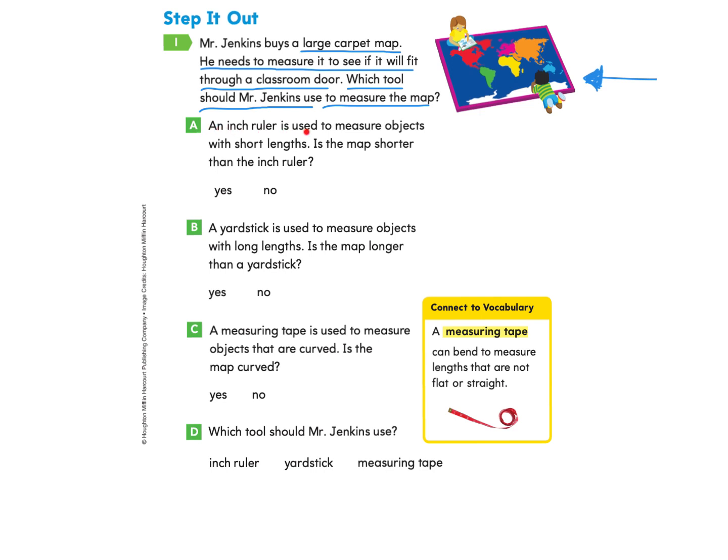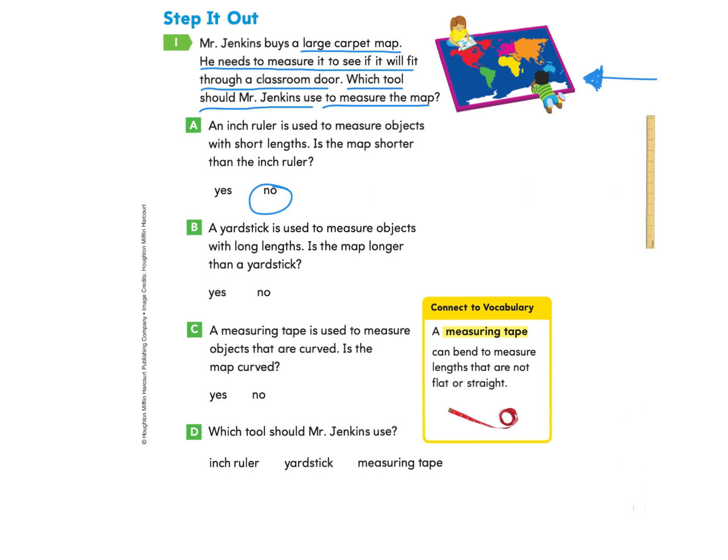An inch ruler is used to measure objects with short lengths. Is the map shorter than the inch ruler? Yes or no? You may be able to answer this question on your own, and you can pause and do that now. As a help, I have shown the 12-inch ruler. And remember, this would be all on the floor. See how the kids are laying on this map? It's very large. So is the map shorter than the inch ruler? No, it is not. So we're going to circle no. It would be much larger than the inch ruler.